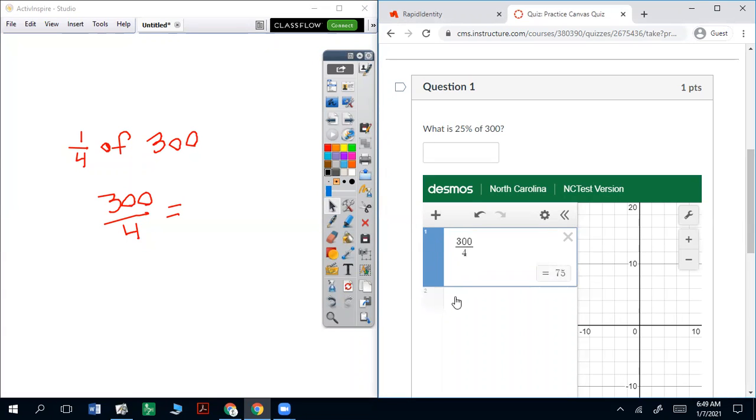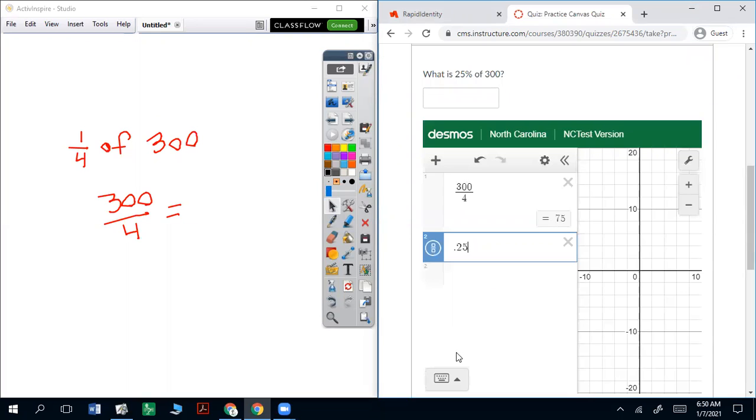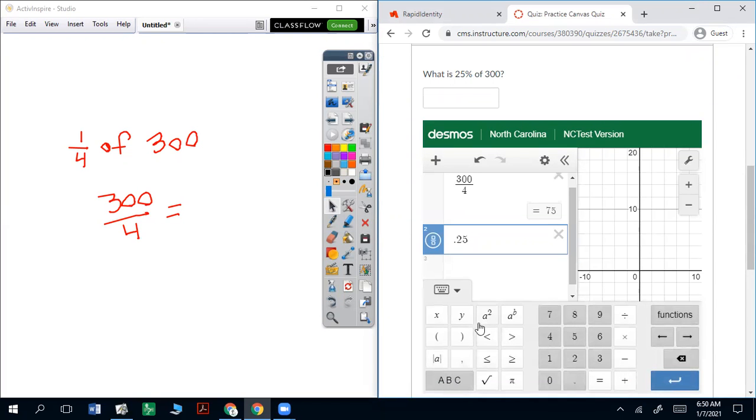Now, if you didn't know 25% was 1/4, you could also do 0.25, and you could multiply that by 300. You can get that multiplication symbol a couple different ways. You can do parentheses. That is multiplication. You can hit Shift 8. That's that little asterisk sign, which is going to give you the multiplication dot. You could also go into the menu down here and do times. So 25% is 0.25. 0.25 times 300 is 75.